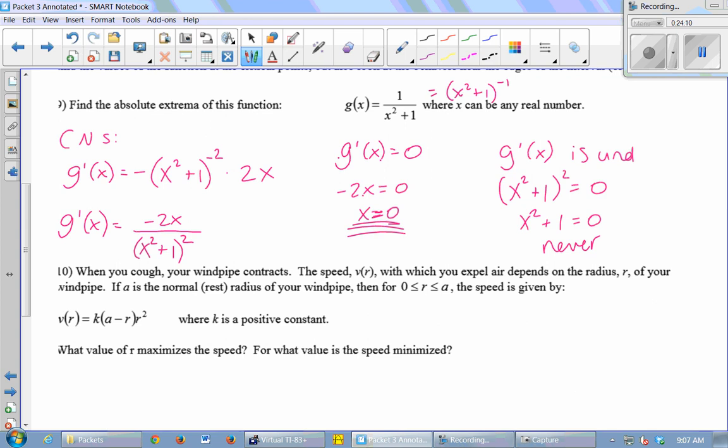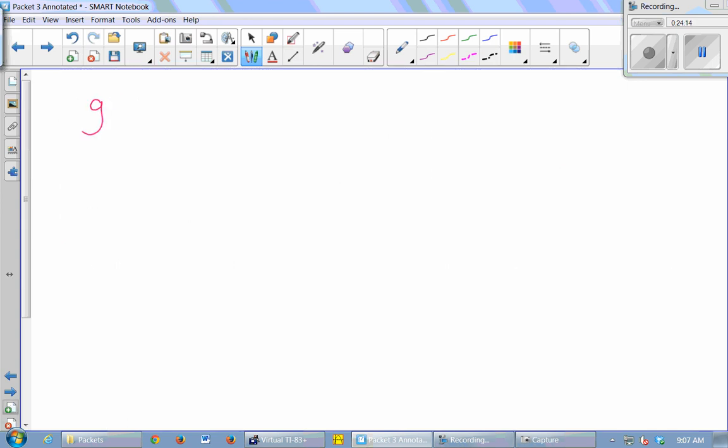All right, so I need to know what happens to g at 0 and at the endpoints of the interval. So g of 0, write this down here. g of 0 is 1, right? Just plug a 0 in there. And then I also need to know the limit as x goes to infinity.